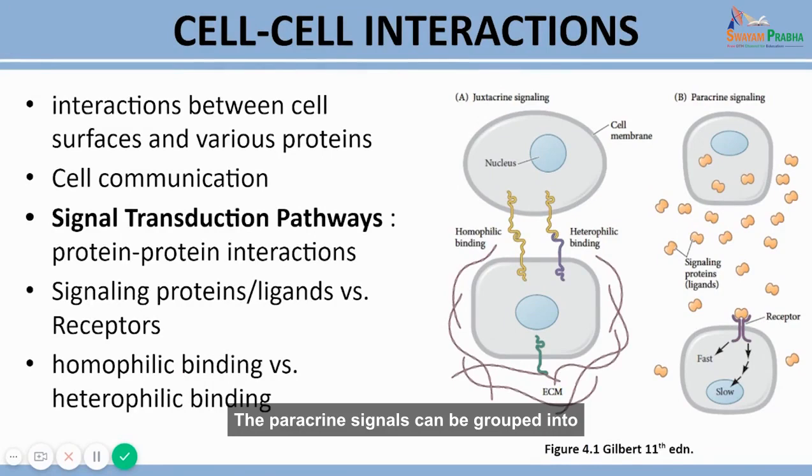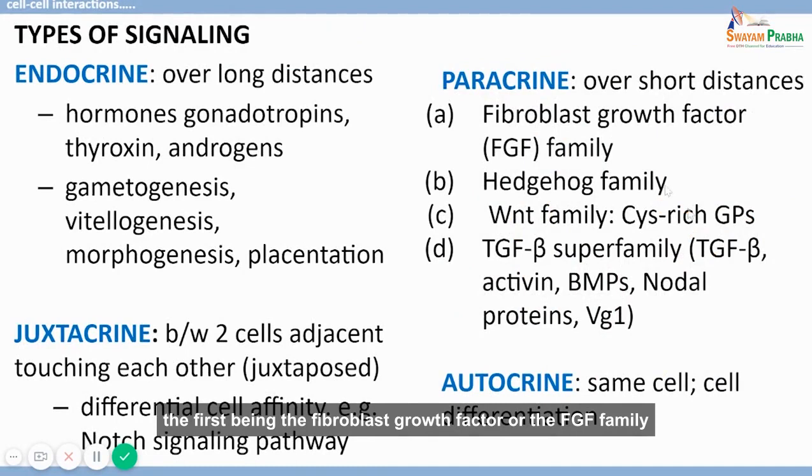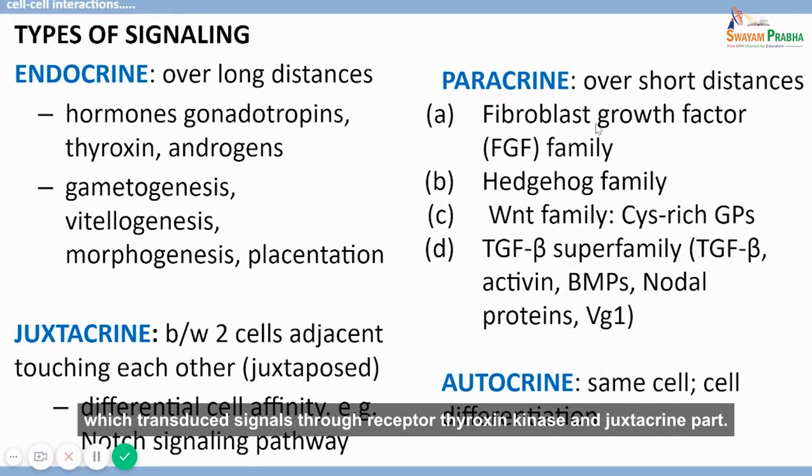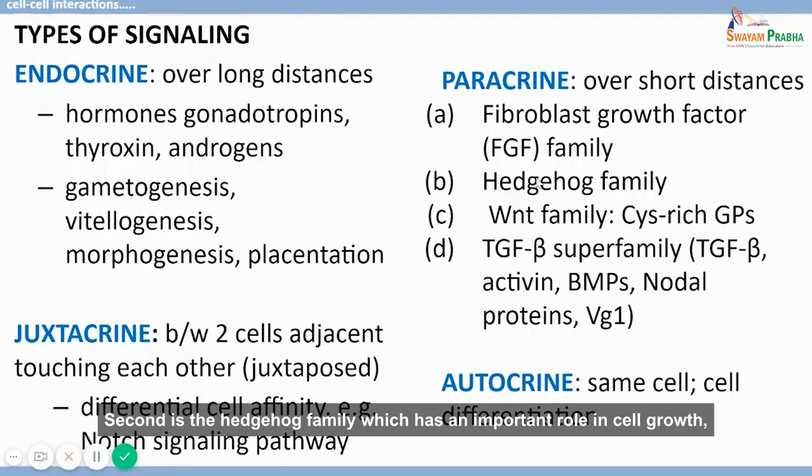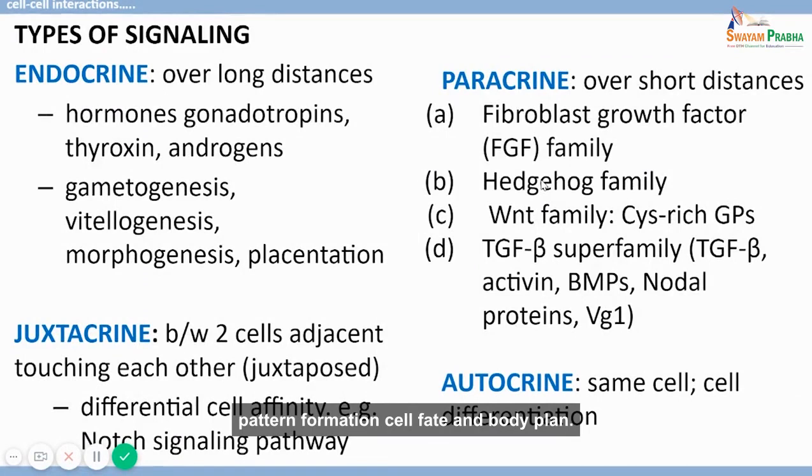The paracrine signals can be grouped into one of four major families on the basis of their structure. The first being the fibroblast growth factor or the FGF family, which transduce signals through receptor tyrosine kinase and the JAK-STAT pathway. They play an important role in cell proliferation, angiogenesis, cell migration, differentiation. Second is the hedgehog family, which has an important role in cell growth, pattern formation, cell fate, and body plan. The WNT family, which includes a large number of cysteine-rich glycoproteins, and they have an important role in cell fate, migration, polarity, neural patterning, and organogenesis.